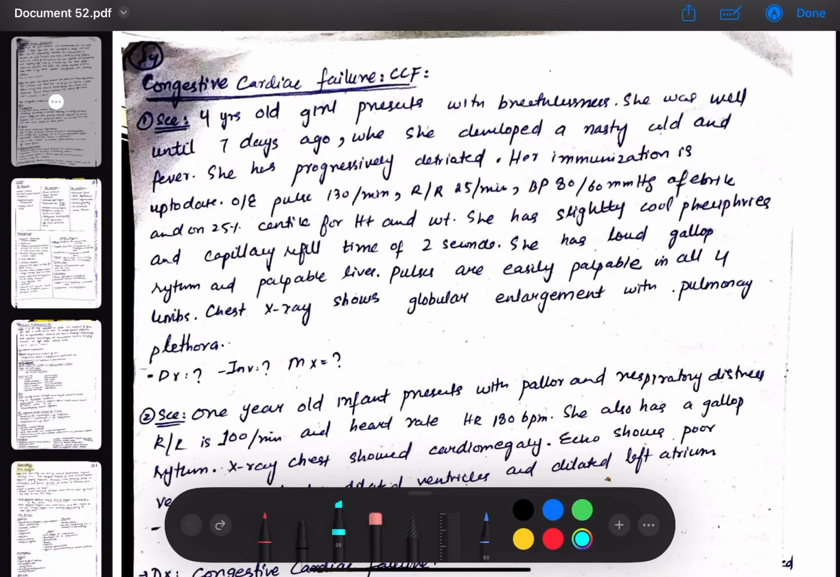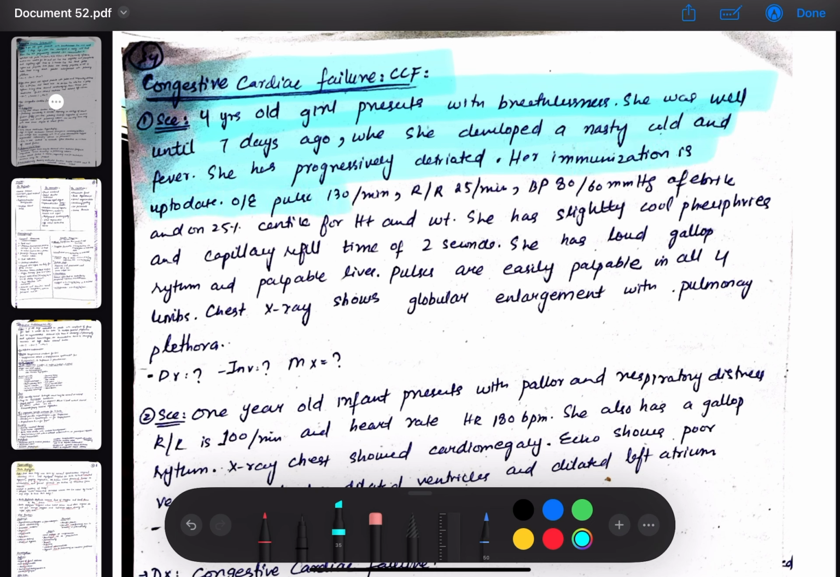So in this video we will discuss the topic congestive cardiac failure and infective endocarditis. Starting from the first topic, we have a scenario of a 4-year-old girl who presents with breathlessness. She was well until 7 days ago when she developed a nasty cold and fever. She has progressively deteriorated. Her immunization is up to date.